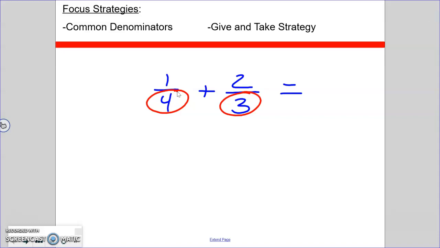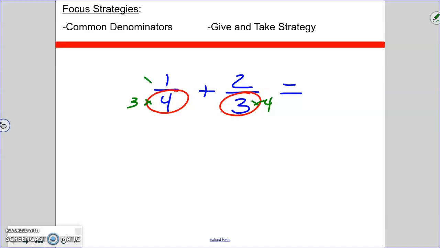So for fourths and thirds, I'm going to use multiplication to rename these fractions to get us equivalent fractions. So I'm going to take this 4 and I'm going to multiply it by 3. And I'm going to take this 3 and I'm going to multiply it by 4. So remember, whatever we do to the denominator, then we also have to do the same thing to the numerator. That's how equivalent fractions work.